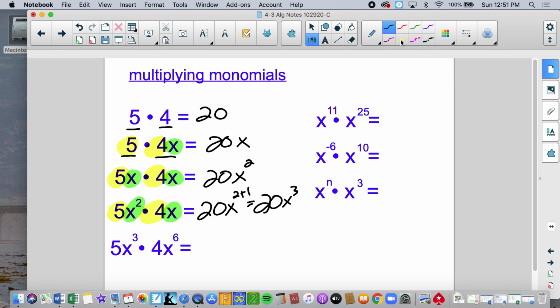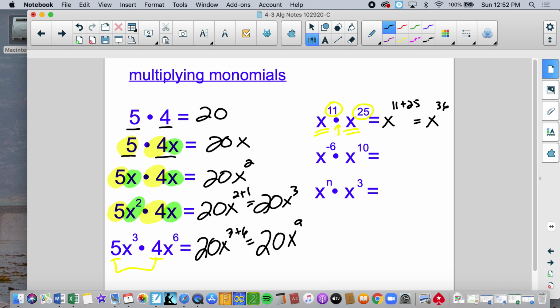We're going to multiply their coefficients. 5 times 4, which is 20. And then we have x to the 3rd and x to the 6th. So that's x to the 3 plus 6, or 20 x to the 9th. When we have x to the 11th times x to the 25th, we have like bases. And we're multiplying those bases. So we are going to add their exponents. And that gives us x to the 36th.